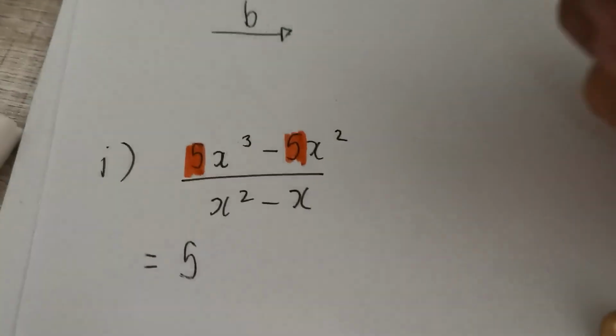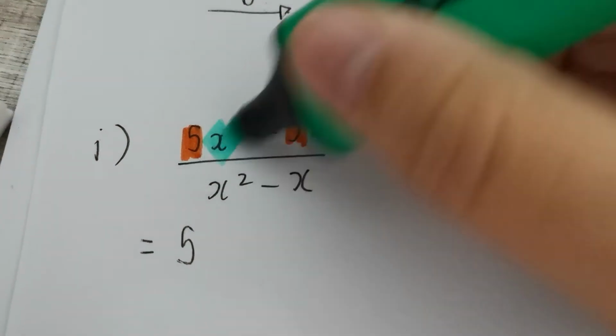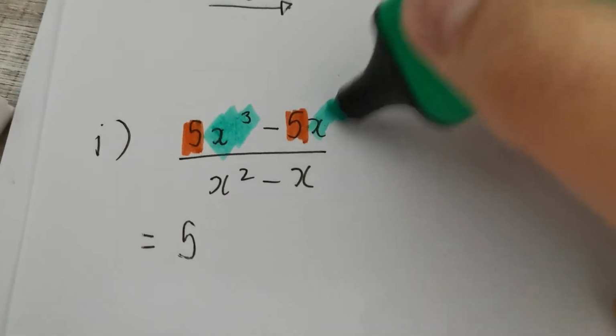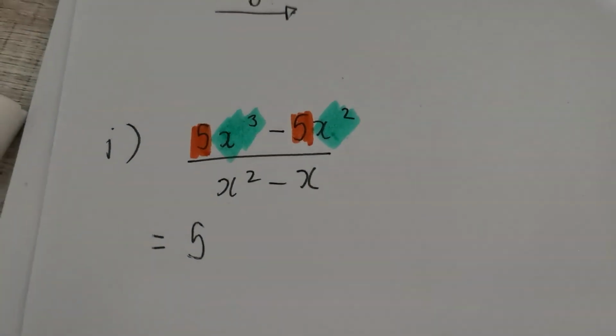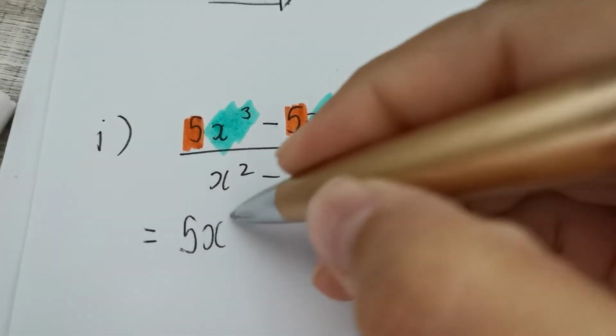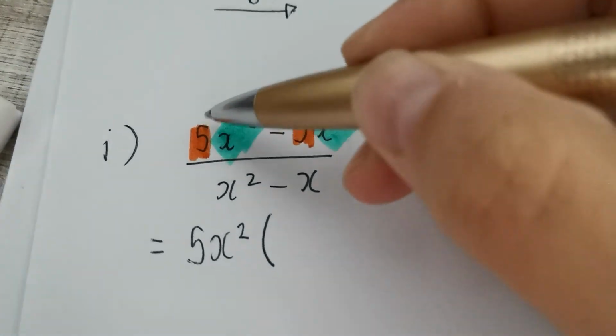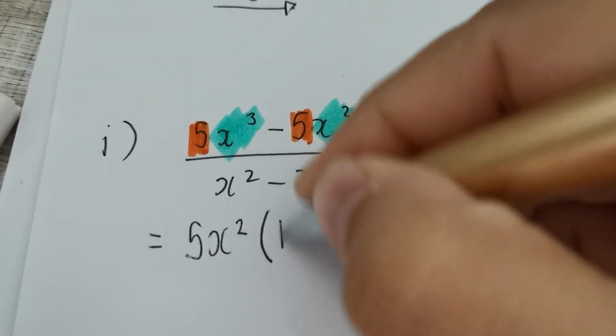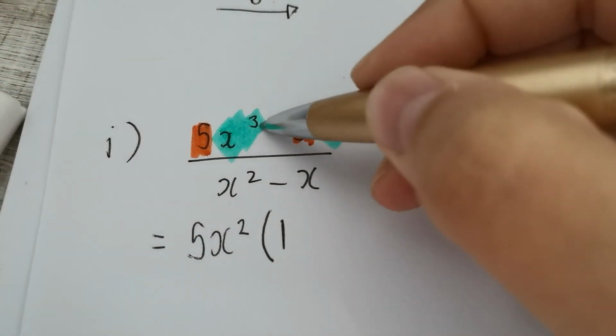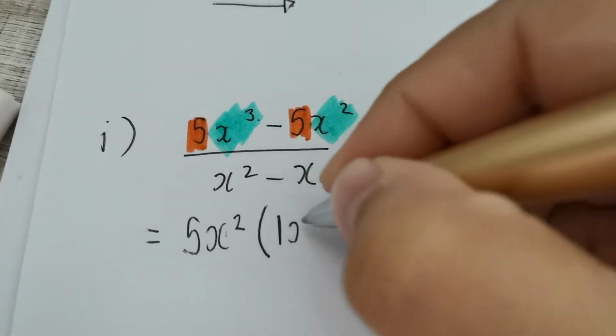From the numbers we're done. From the variables, you see I have x cubed, so 3 sweets, x squared, 2 sweets. So what's the amount that they can both give? 2 sweets. Okay, if this one here is 5 divided by 5, we're left with 1, isn't it? 3 sweets gave away 2, so I'm left with 1 sweet.